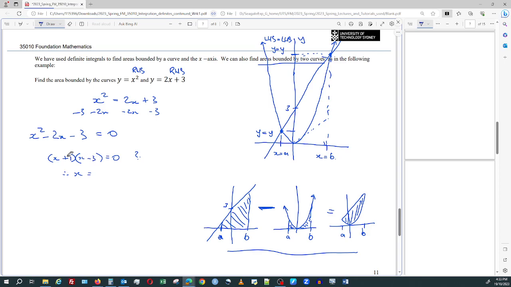Let's check that. x squared, minus 3x plus x is minus 2x, tick. Plus 1 times minus 3 is minus 3. So we've found them. Now, when is this true? Well, when x is minus 1 and x is plus 3. So they're our limits of integration. We're going to take that integral and go from minus 1 to 3.